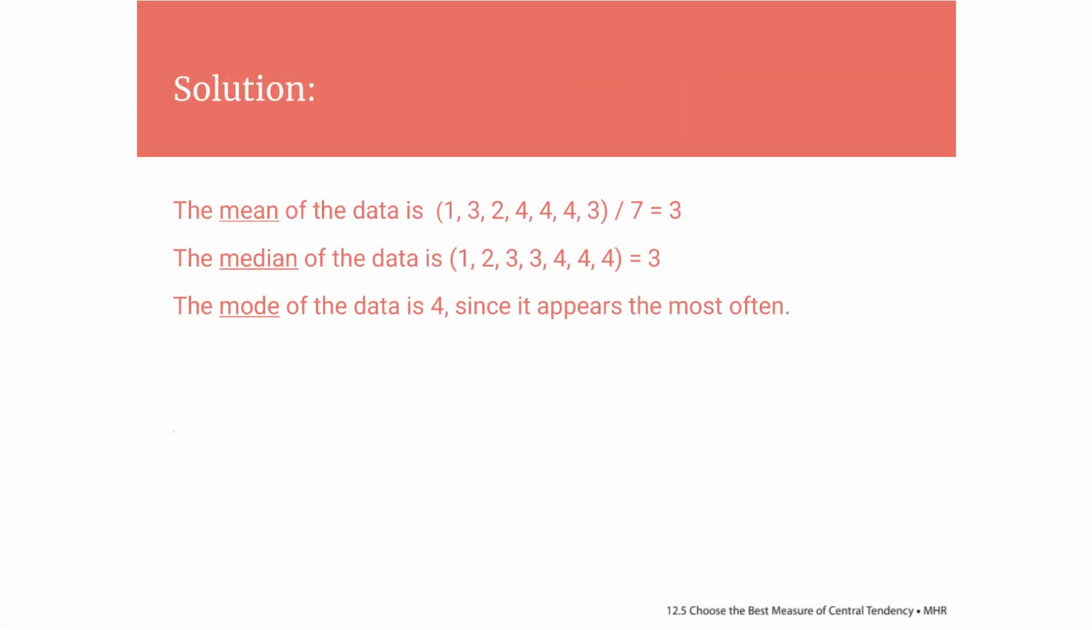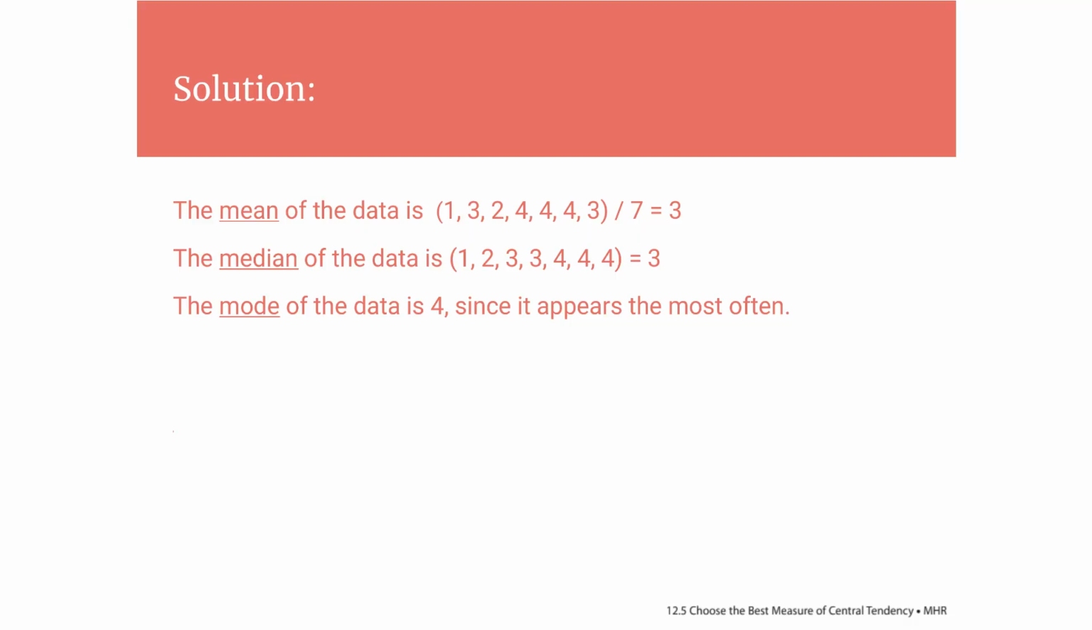Okay, as a teacher, personally I'm suspicious as to why their test scores are exactly the same. But anyway, moving beyond that, the mean of the data is the average, so we add them all up and divide by 7, and we get 3. The median value of the data, if we put them all in order, is also 3. And the mode of the data is 4, since it appears the most times. They got 4 three times.